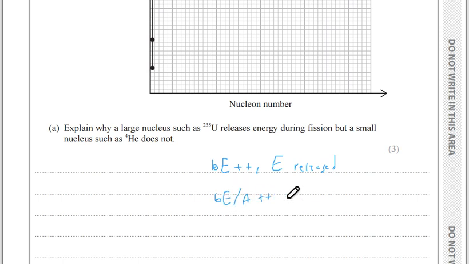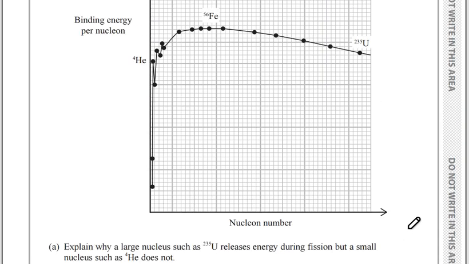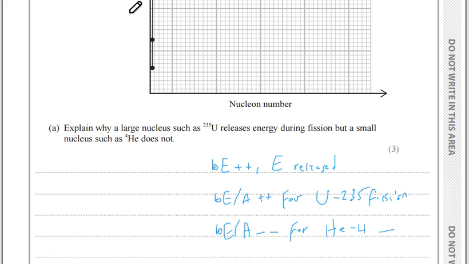Okay, so this is only for uranium fission, but for helium-4, if you look here, if helium goes to less nucleon number by fission, this means binding energy per nucleon decreases, and as it decreases, there is no energy released. Situation is different for uranium. Fission decreases nucleon number, increases binding energy per nucleon, and hence releases energy.